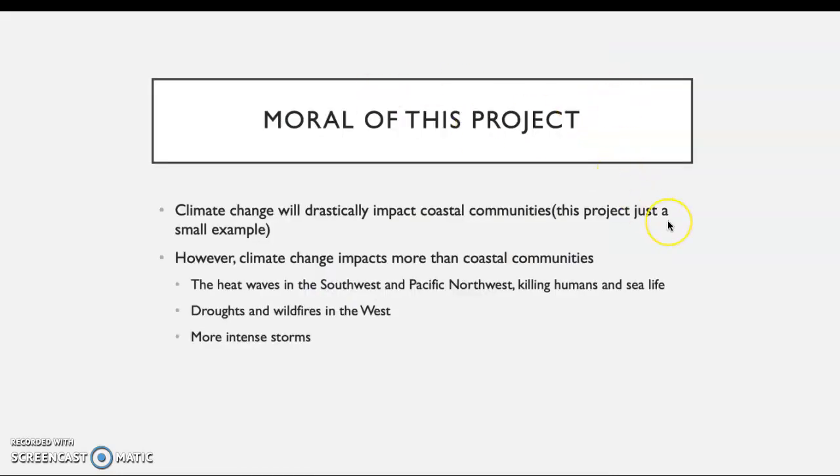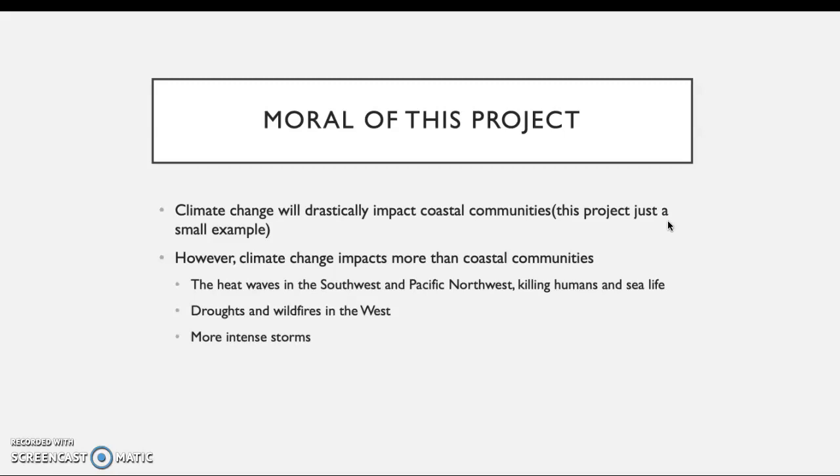So the moral of the story is climate change is going to drastically impact coastal communities, and this is only just a small example because climate change will impact more than just coastal communities because we've seen the heat waves that have been happening in the Southwest and in the Pacific Northwest. It killed people in the Pacific Northwest because there's a lot of people who lack air conditioning up there, and the sea life up there died en masse because they're just simply not used to such heat. And we've also seen droughts occurring in the West, wildfires occurring in the West, more intense storms occurring everywhere.